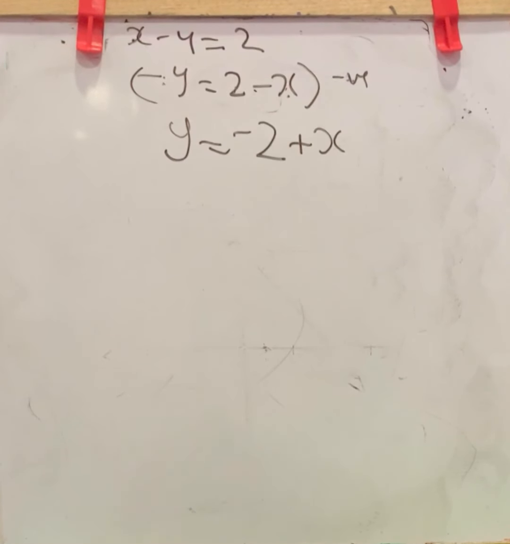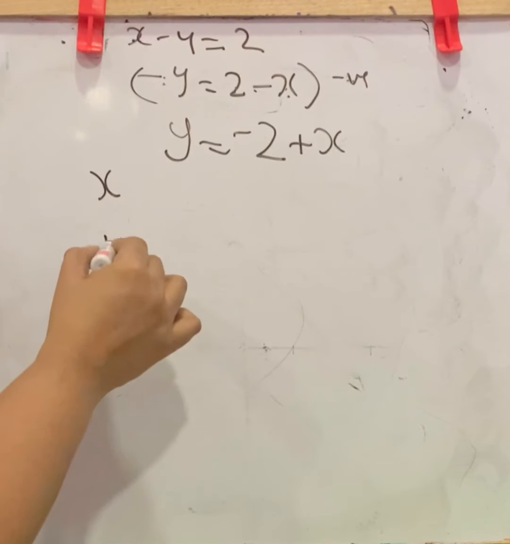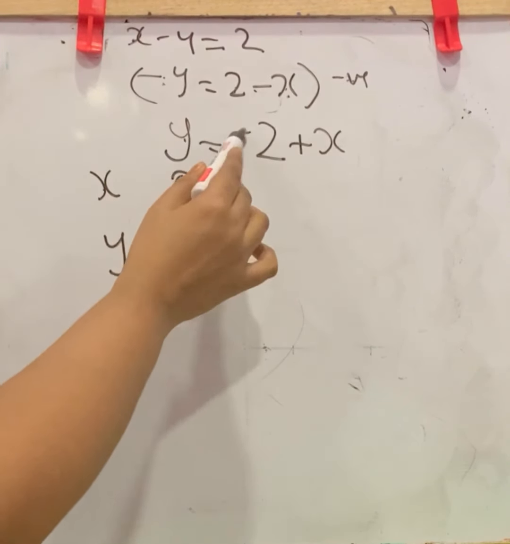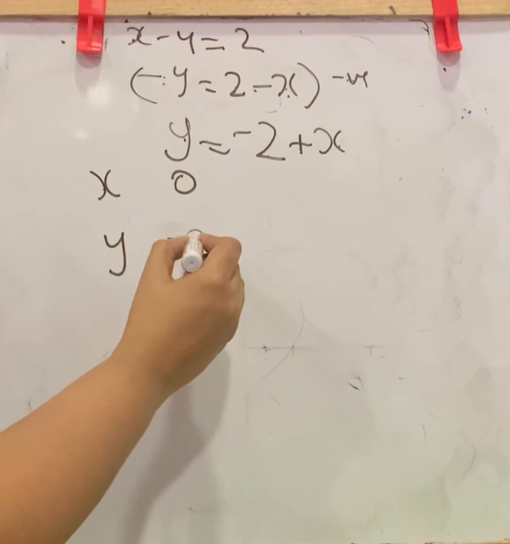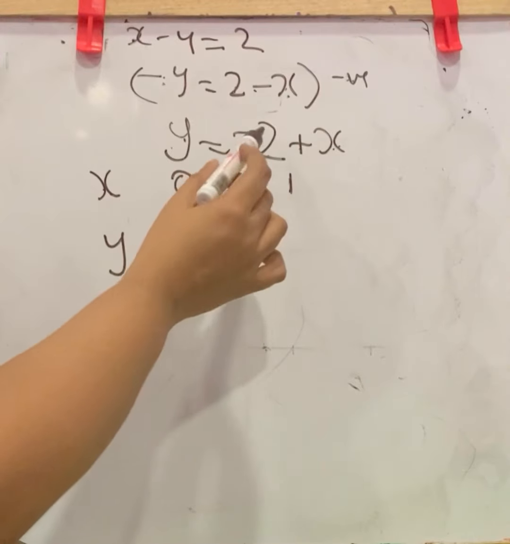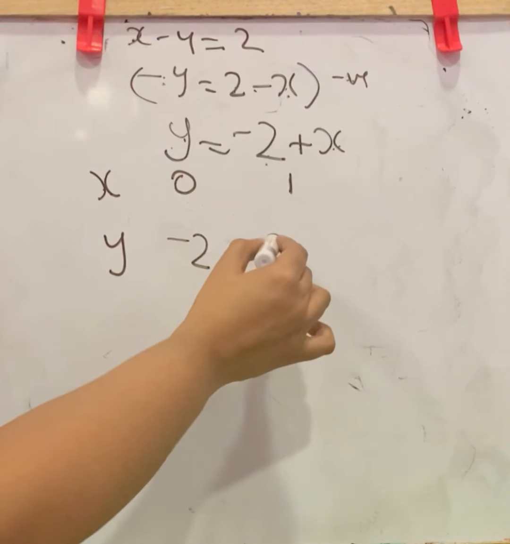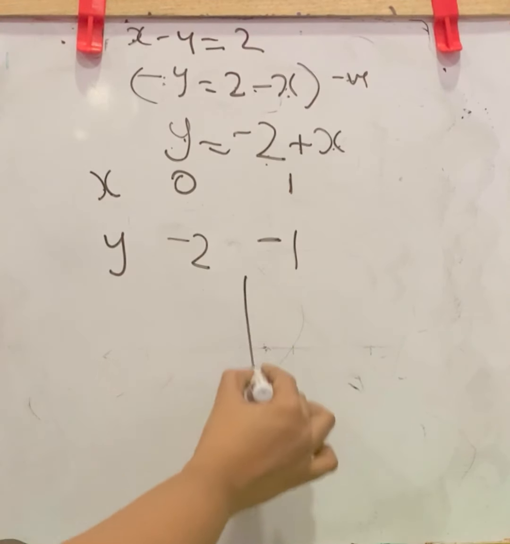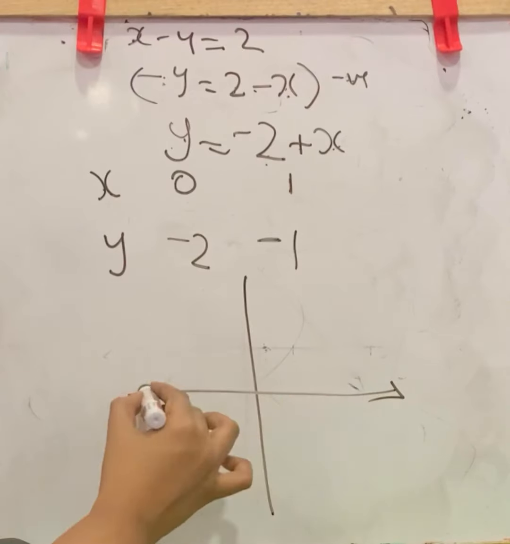Okay. Now I am going to give values for x and y. If x is 0, y becomes minus 2 plus 0, that is minus 2. Now, if x is 1, y becomes minus 2 plus 1, that is minus 1. Two values. Now, we can plot it on graph.